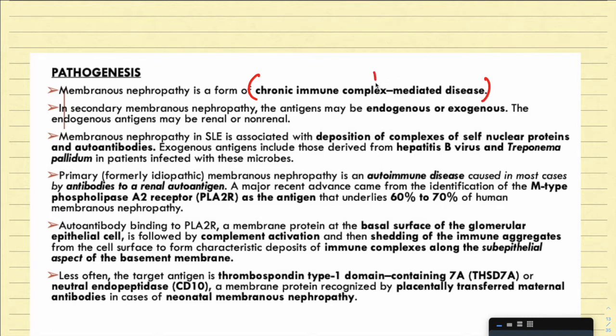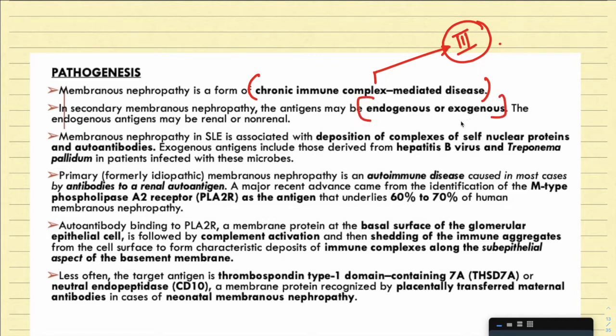Now you tell me, which type of hypersensitivity reaction will this be? Yes, we have already read about hypersensitivity reactions. Type 3. Very good. This will be type 3 because it is immune complex mediated. In the secondary variety, as I told you, there is some etiological agent that is known, and the antigens may be endogenous or exogenous in nature.